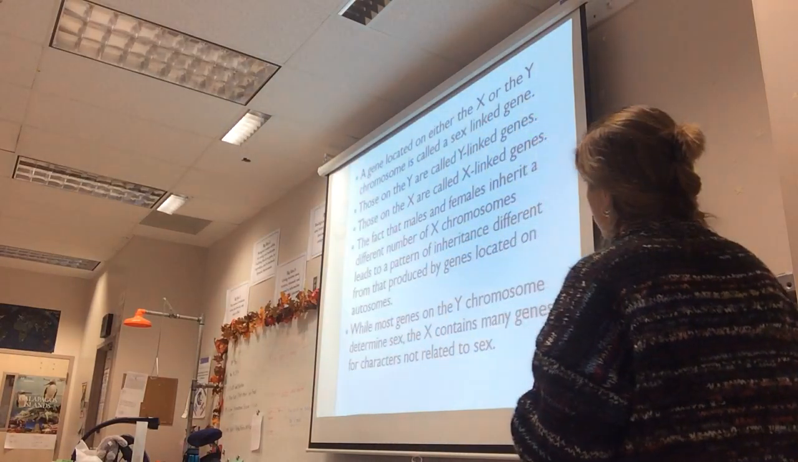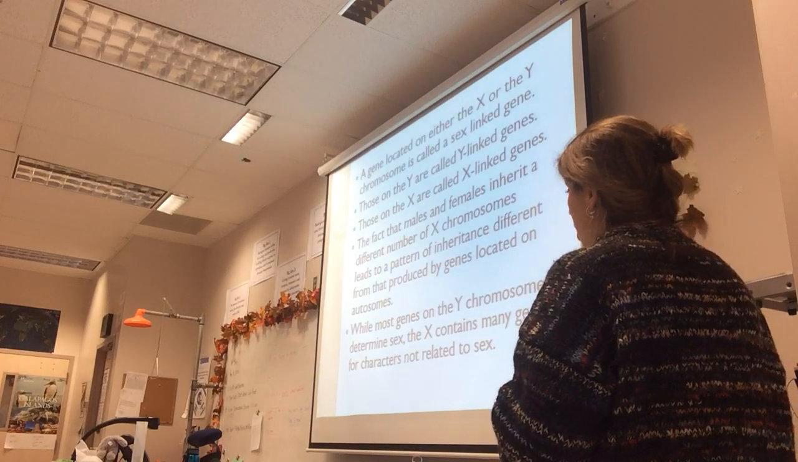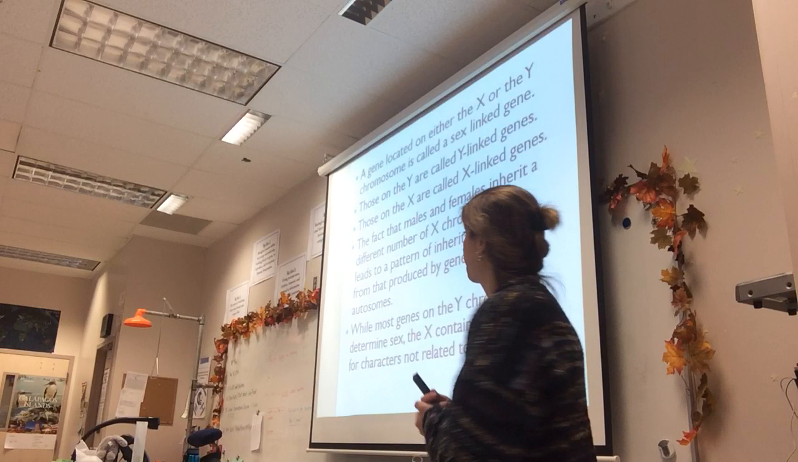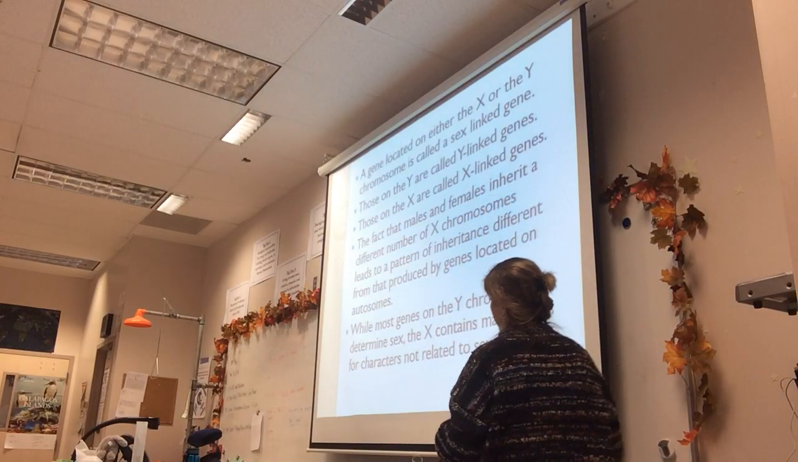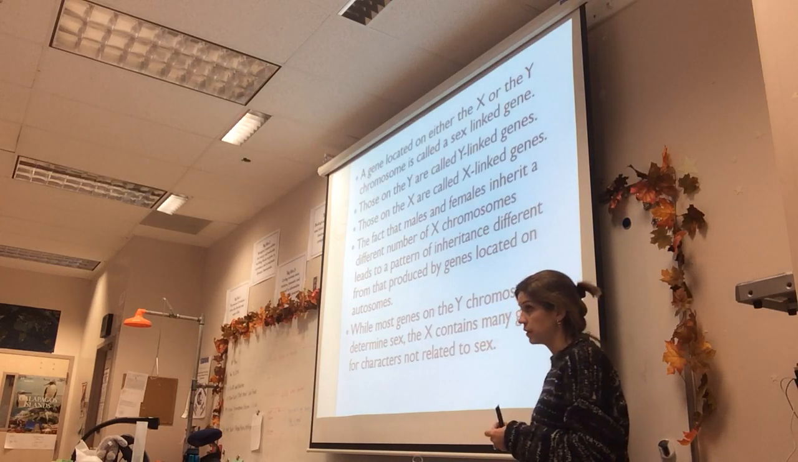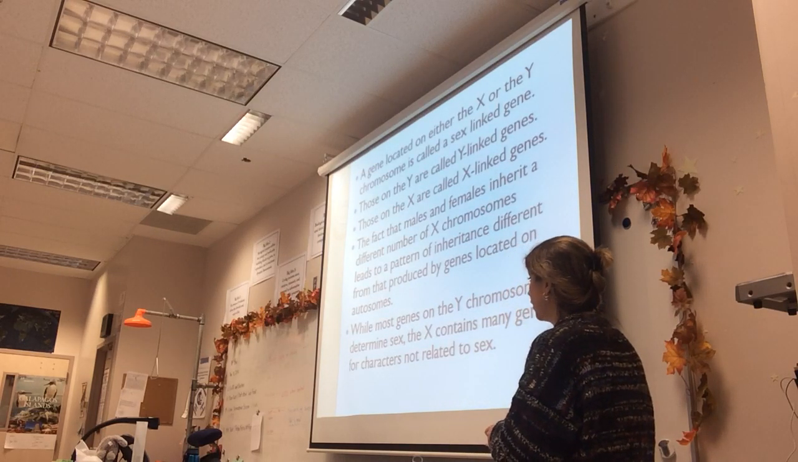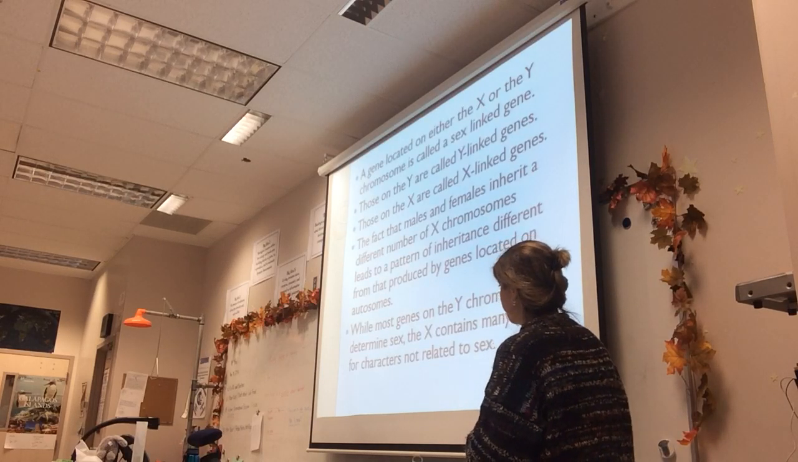So a gene that's located on either the X or the Y is called a sex-linked gene. Those that are on the Y are called Y-linked. Obviously, only males can have things that are Y-linked. But those that are on the X are called X-linked. And the fact that males and females inherit a different number of X chromosomes means that our pattern of inheritance is very unique compared to things that are on autosomes.